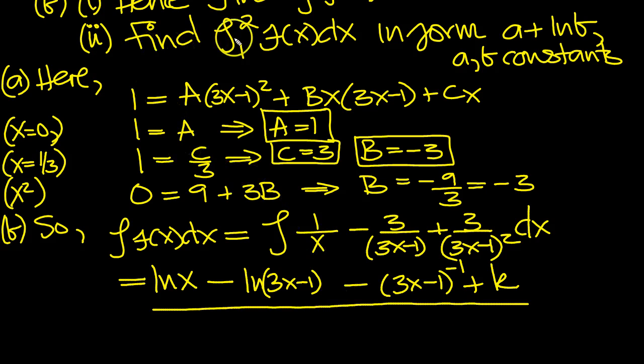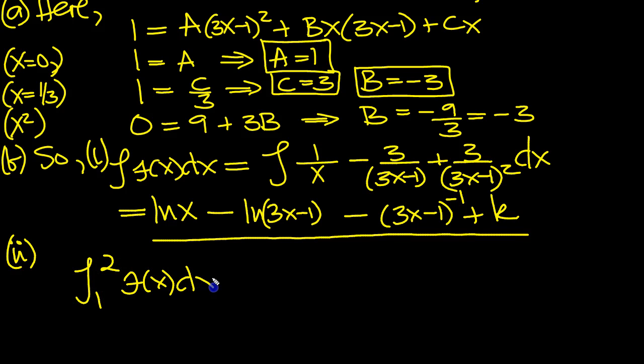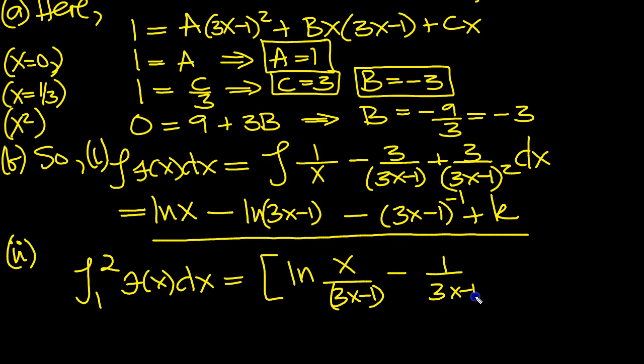Okay, so part 2 then, find the integral in the form of a plus log b. So the integral then, that was part 1. Part 2. So the integral between 1 and 2 of f(x) dx then will simply be the integral of this stuff here, ln. The x's we can combine here over 3x minus 1. Minus you divide top over bottom. Minus 1 over 3x minus 1, we can write that as this. And that needs to be evaluated between 2 and 1.